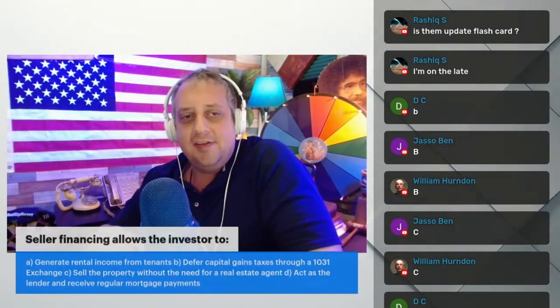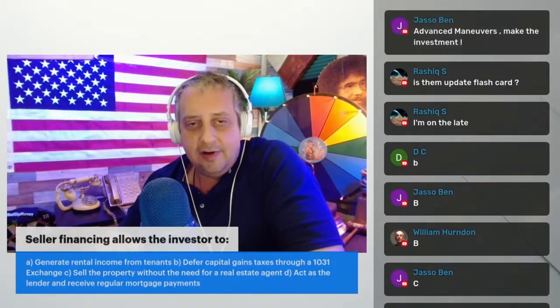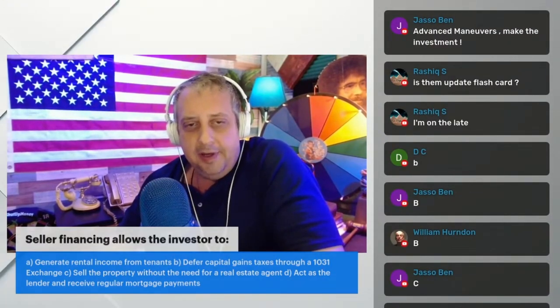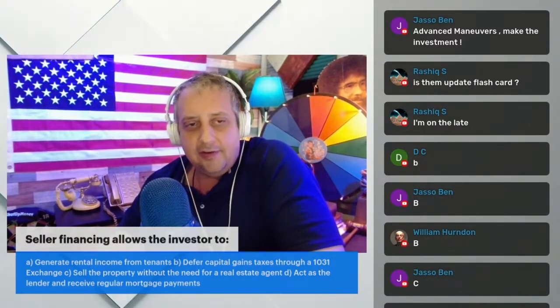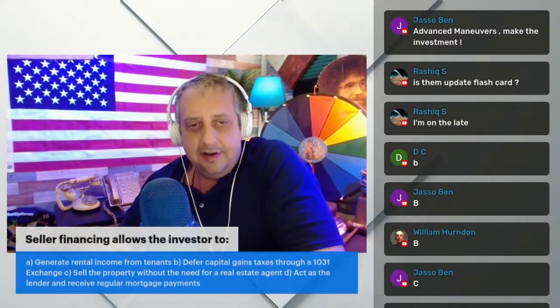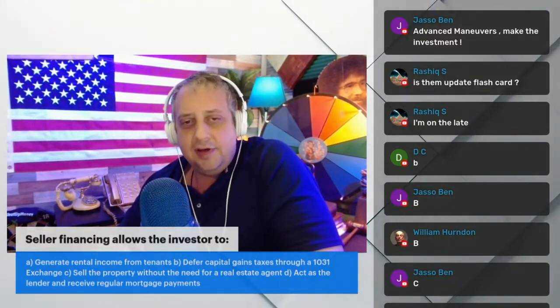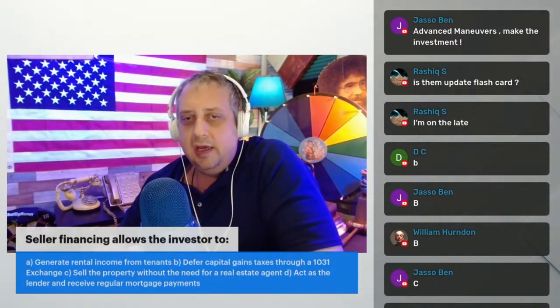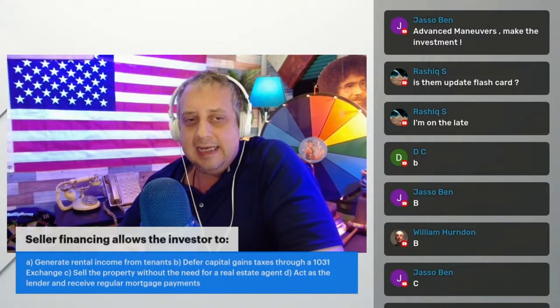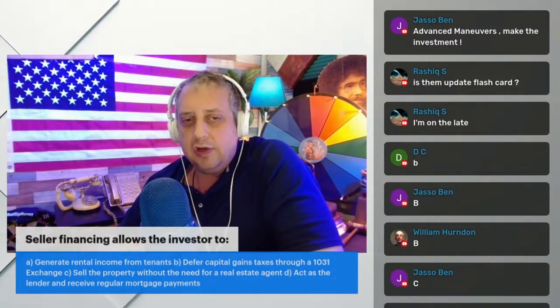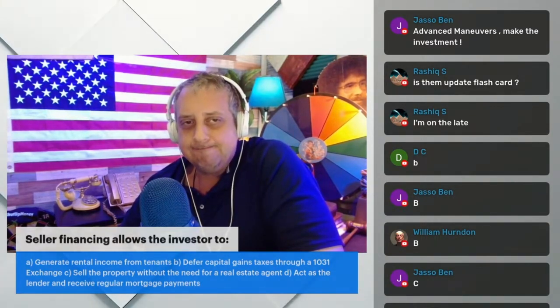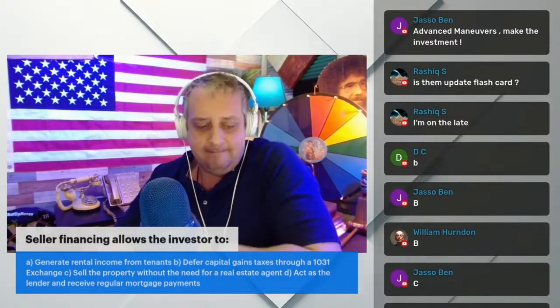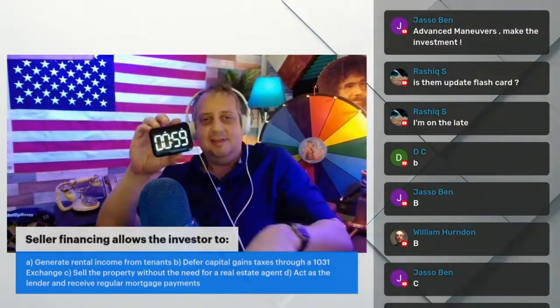Seller financing allows the investor to: A, generate rental income from tenants; B, defer capital gains through a 1031 exchange; C, sell the property without the need for a real estate agent; or D, act as the lender and receive regular mortgage payments. I'm going to let you think about this one.